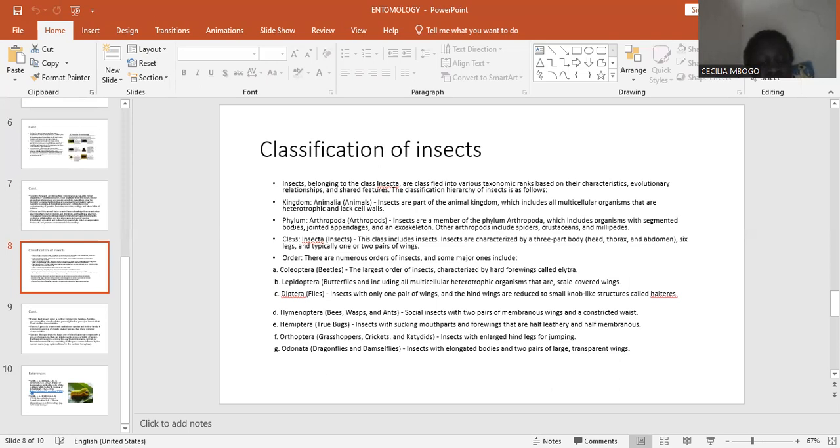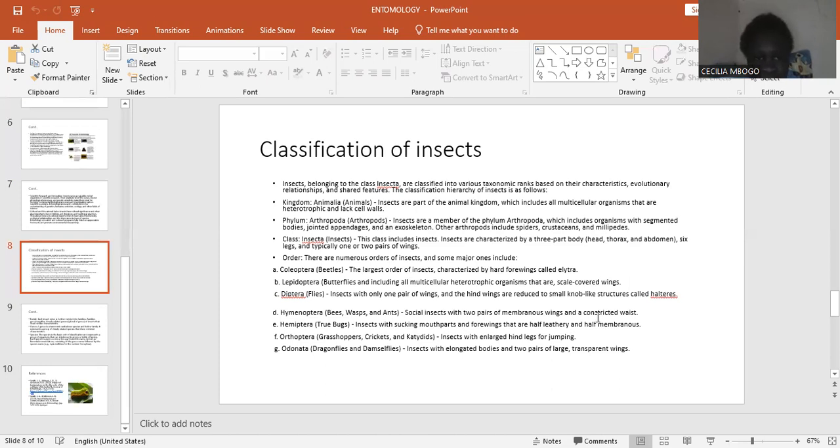And now we go to the phylum. Phylum Arthropoda. Insects belong to the phylum Arthropoda. That's why they are called arthropods. So insects are a member of phylum Arthropoda, which includes organisms with segmented bodies, jointed appendages, and an exoskeleton. Other arthropods include spiders, crustaceans, and millipedes.